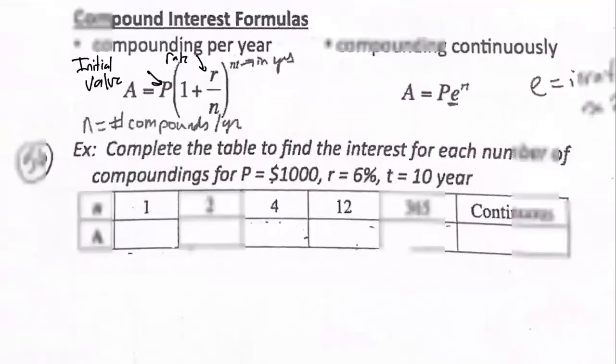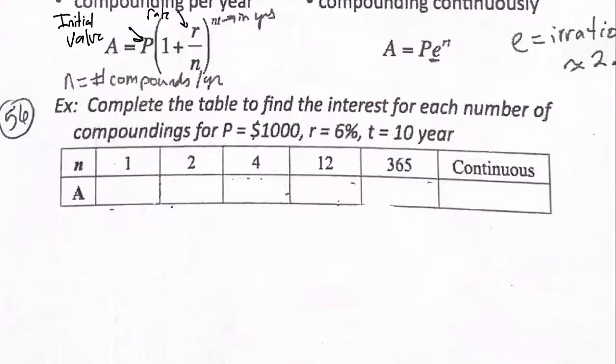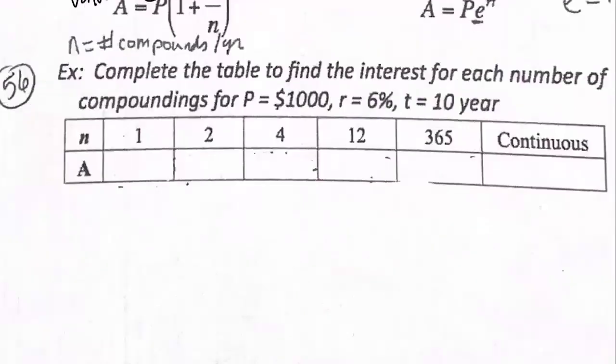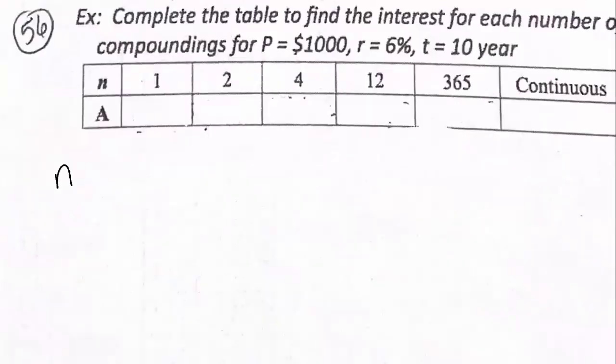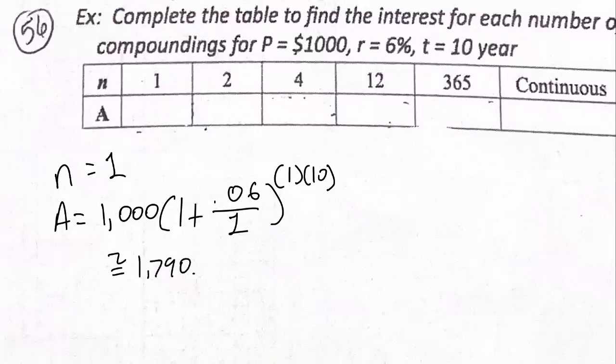So it's asking you to fill out the interest for each compounding for P is equal to 1,000, r is 6%, t is 10. Because of notes, we'll do the first one and then I'll just give you the rest. So the first one, n is equal to 1. All you got to do is plug in A is equal to 1,000 because that's what we started with, (1 + 0.06/1), which is annually, to the power of 1 times 10 because it says in 10 years. So annually it would be roughly 1,790.85.